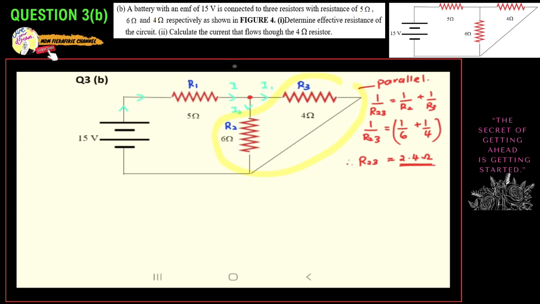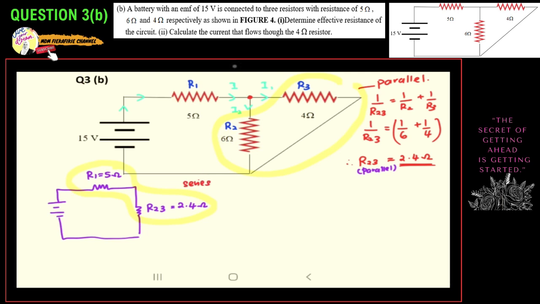Okay, now let's combine. I want to draw the new circuit. So this is the EMF. This is R1 and this is R23. R23 we have 2.4 ohm and R1 is 5 ohm. But this time we have R1 and R23 and they are in series.